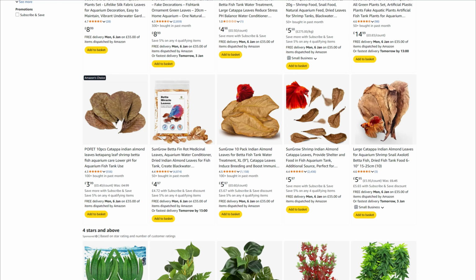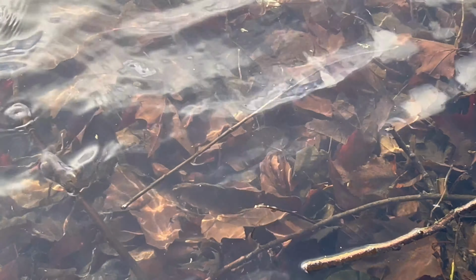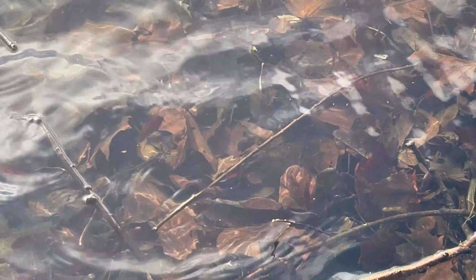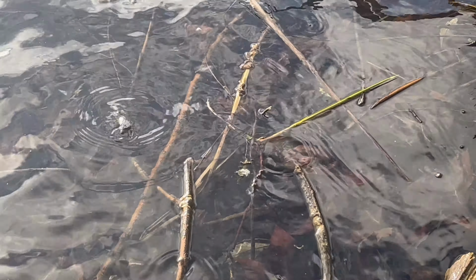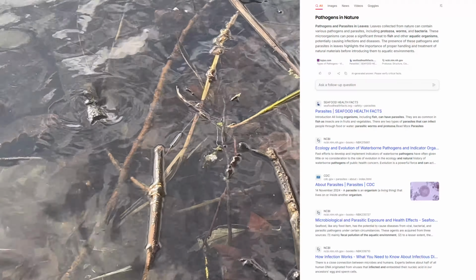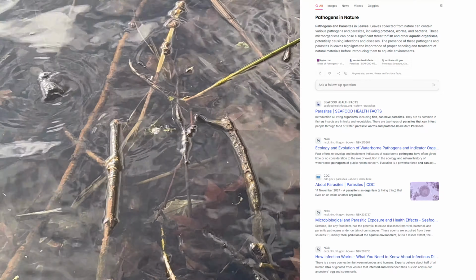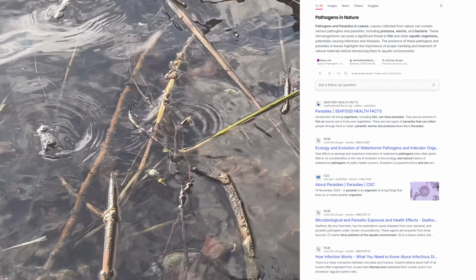Leaves can be purchased from various stores, or you can pick them yourself from nature. In both cases, these leaves can be infested with pathogens and parasites. Leaves collected from nature may harbor pathogens and parasites, such as protozoa, worms, or bacteria, which can infect fish and other aquatic organisms.